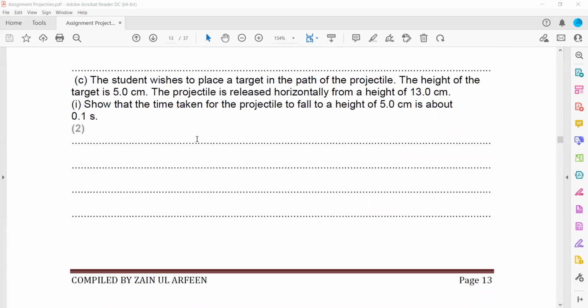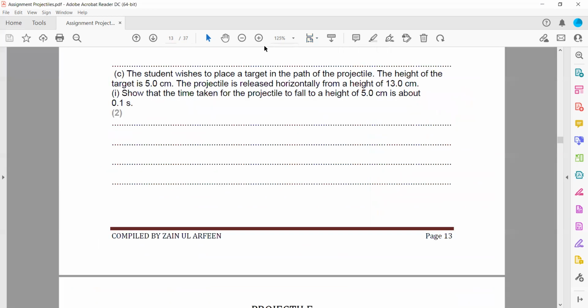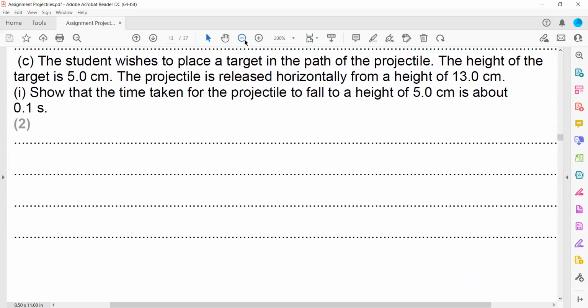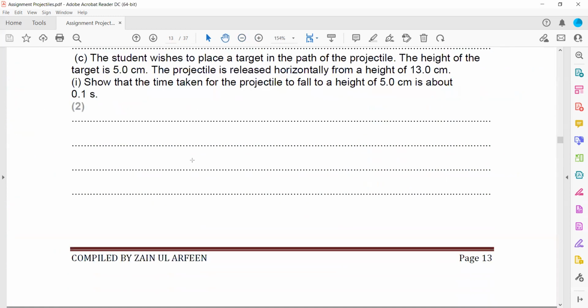When a student wishes to place a target in the path of a projectile, the height of the target is 5 centimeters. So there is a target placed which is 5 centimeters high, and the projectile is released from a height of 13 centimeters. So this projectile, the object or a rock, is launched from a height of 13 centimeters. And this one is 5 centimeters.